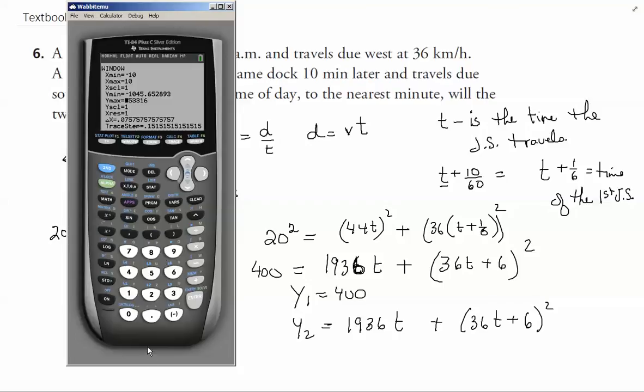I don't need to go quite that high. How about I go up to 1,000? And let's see what the graph looks like. Okay, so something's funky happening. I'm going to pause and I will correct this on the calculator.